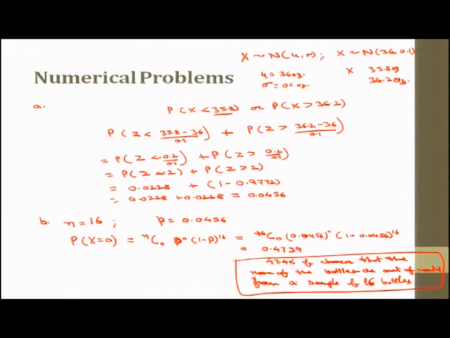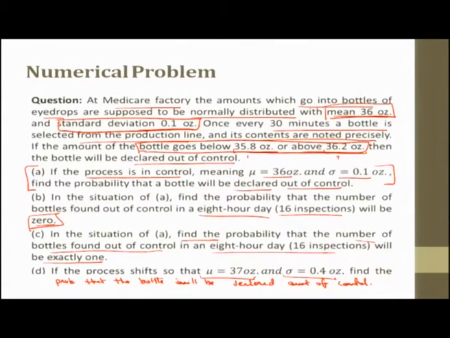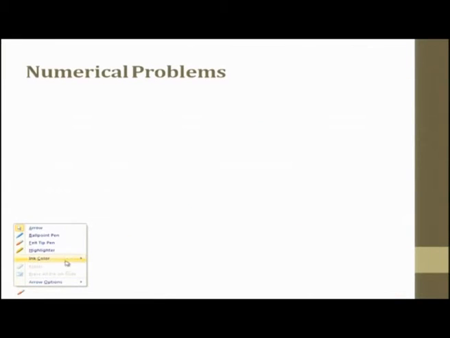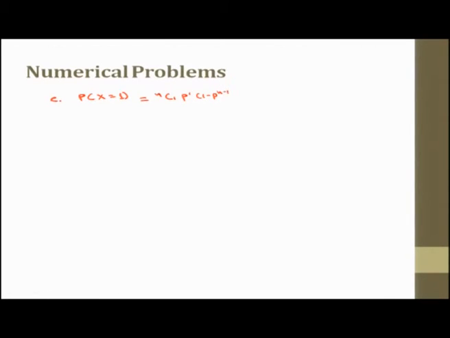Okay. Now, let us try to do part C. Now, part C is similar to part B, but the only difference is that he says that bottles out of control will be exactly 1. Now, we need to find the value of x exactly equal to 1. Part C, probability of x exactly equal to 1, this again we can put as NC1 P^1 (1 minus P) power n minus 1. Okay.